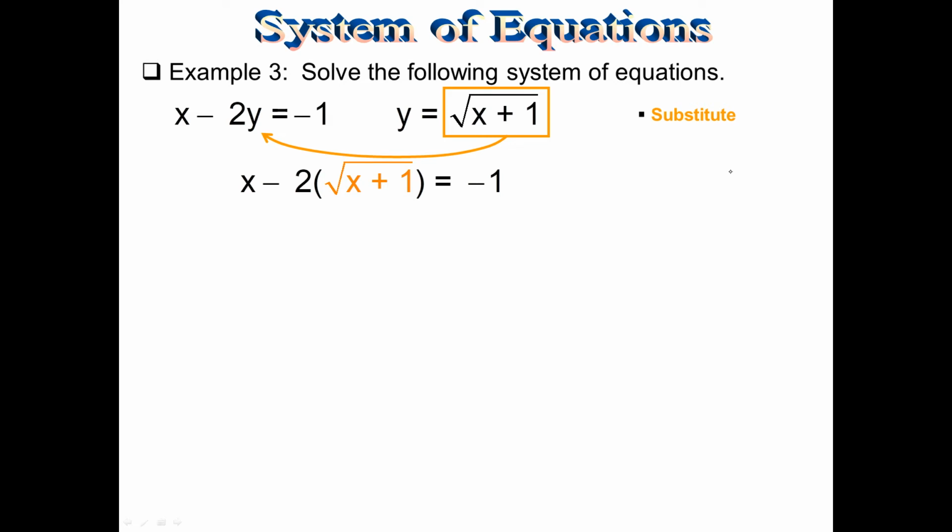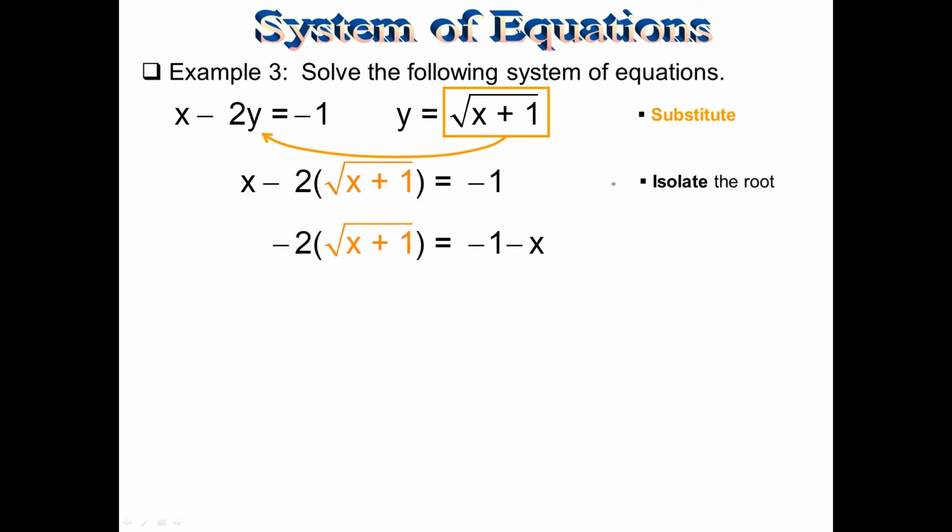Okay, so now we need to solve for x. So we need to somehow get rid of this square root. And the only way to get rid of a square root is by squaring something. So we're going to end up having to square both sides of the equal sign. Okay, so to do this, the best way is to isolate the root.